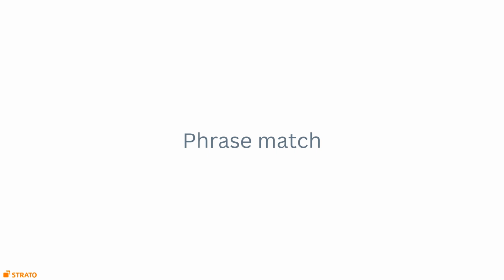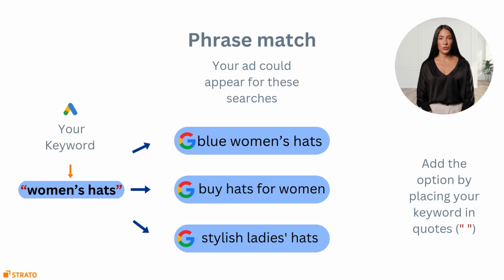Next, phrase match. Your ad will be shown when the search query contains the exact phrase you specified in the correct order. This option limits the reach compared to broad match, but improves the relevance of ad placement.